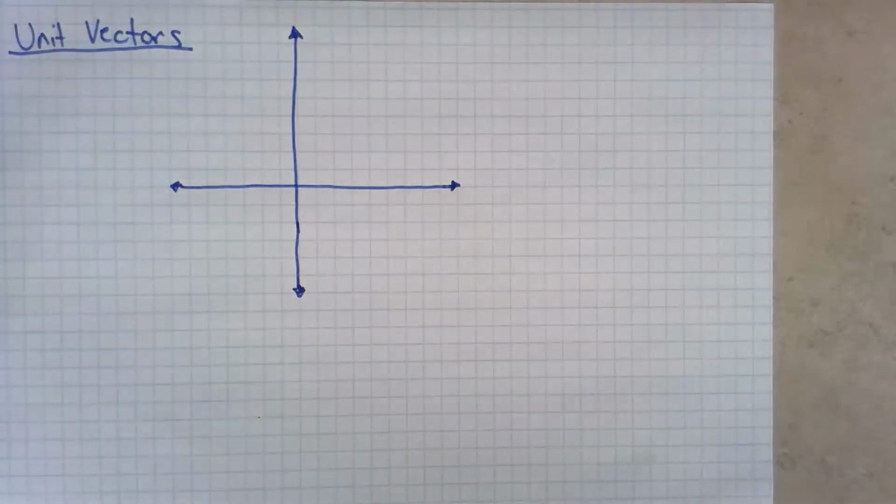Unit vectors. Okay, these are pretty important, especially when you start dealing with real-world applications. If you know you want something in a certain direction and a specific magnitude, unit vectors come in really handy. So let's just quickly look at a few basic vectors.